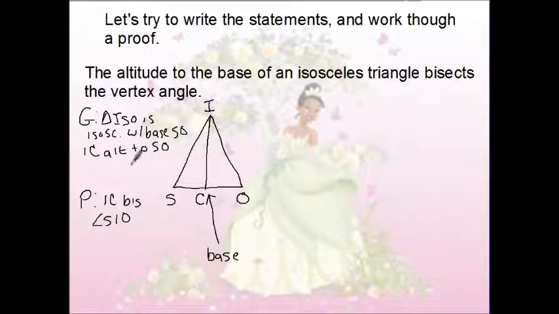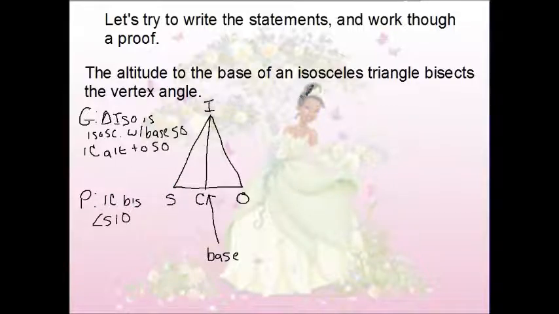So now we got it. Our givens, our proof, our picture. So read it through one more time and make sure it makes sense. The altitude to the base of an isosceles triangle bisects the vertex angle. We have an isosceles triangle. We know its base. We know we have an altitude. We're trying to show that the altitude is also an angle bisector.